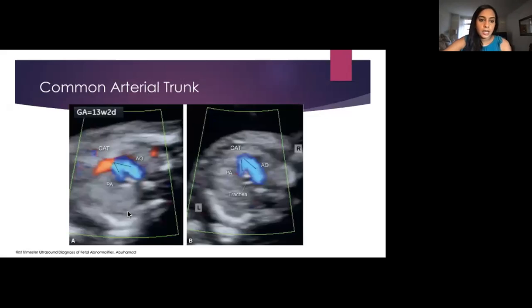So this is at 13 weeks and 2 days. You can see in A and B the bifurcation of the common arterial trunk into the aorta and the pulmonary artery. And you can also see that the aortic arch courses to the right of the trachea. As you can see, your trachea is not in the right position that you would expect to see it in your 3-vessel trachea view.